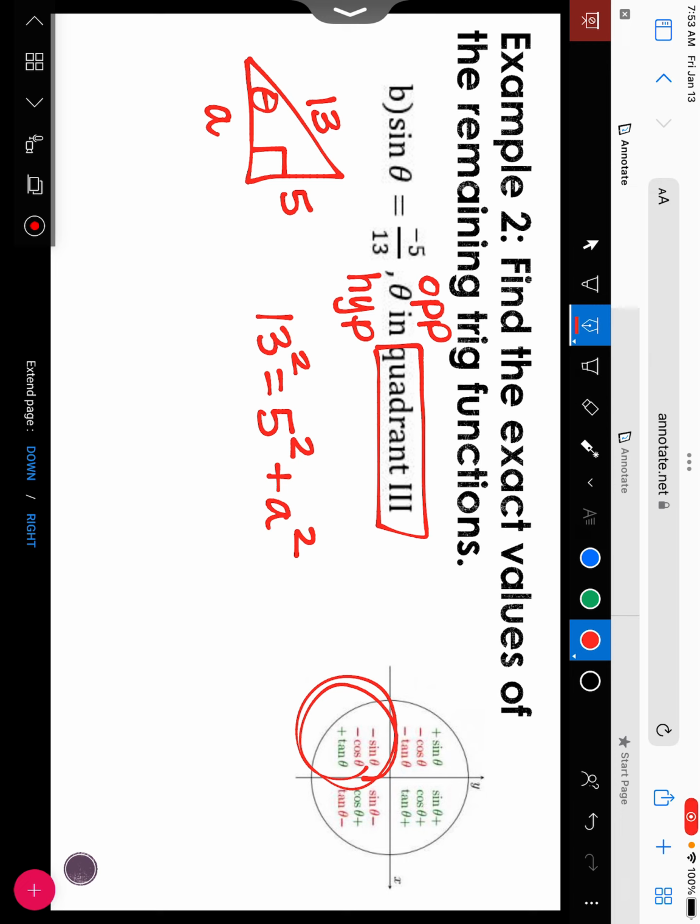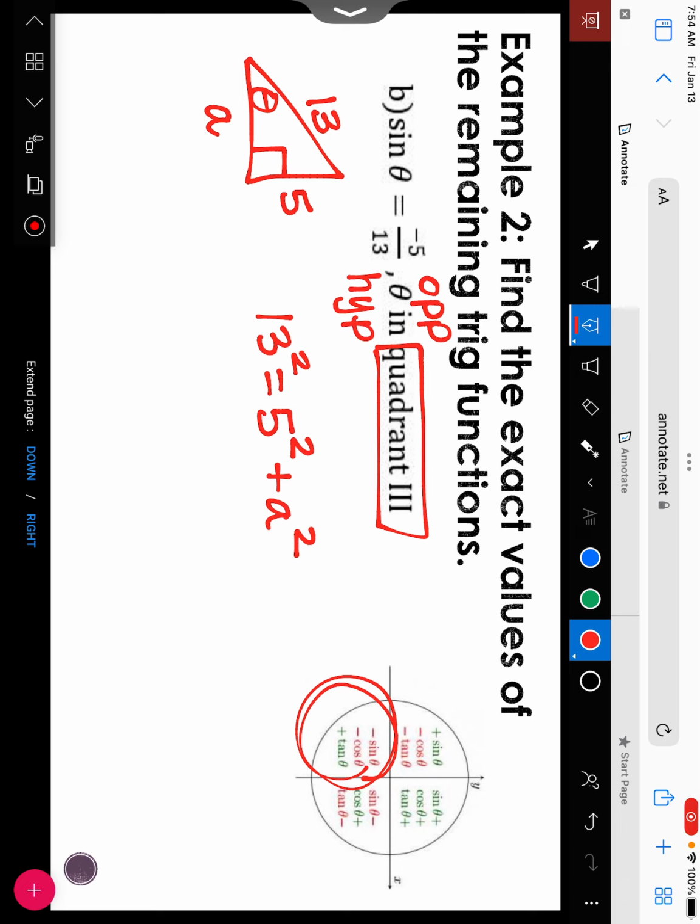So when we're talking about the distance, we're actually not going to include the negative. That negative just helps us figure out what quadrant we're in, but when we're trying to find a measurement, it cannot be negative. So the length of my hypotenuse has to be positive. The length of the opposite, we're going to look at the absolute value.